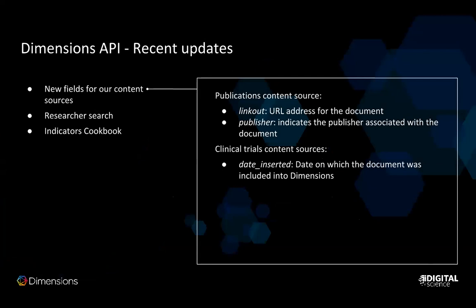There have been some recent updates to the API that are probably of interest and of use to you. So we've added some new fields for content sources, the most interesting of which to folks on this call, I think, will probably be the publisher field. So it's now possible to do publisher level analyses for some of the data that we provide.